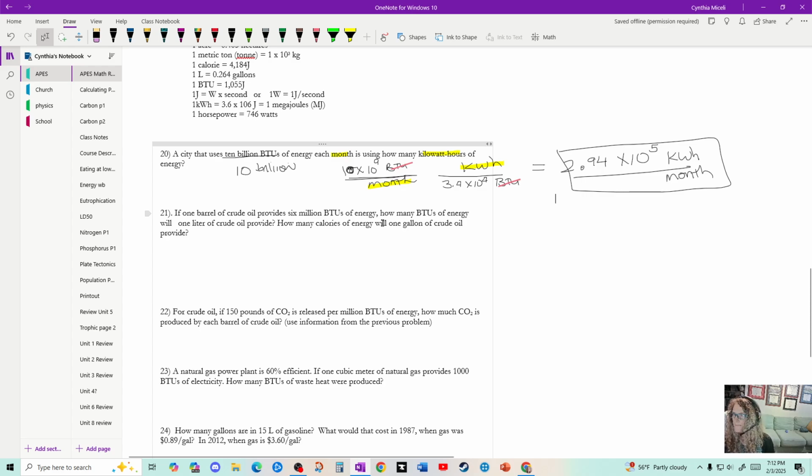Okay, so now number 21. If 1 barrel of crude oil gives us 6 million BTUs of energy, how many BTUs of energy will 1 liter of crude oil give us? Okay, so to do that one, I want to take my 6 million BTUs, which is 6 times 10 to the 6 BTUs per barrel.